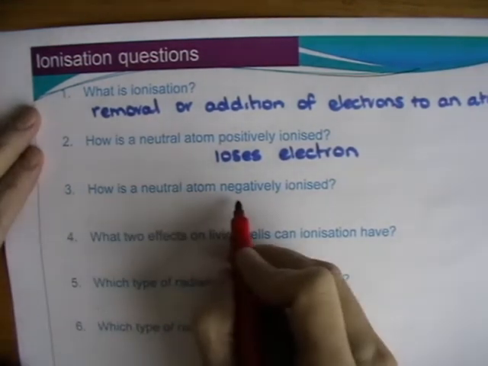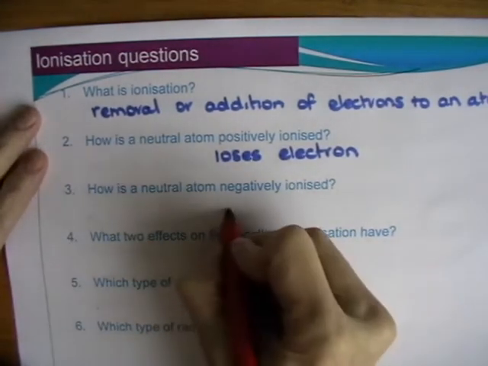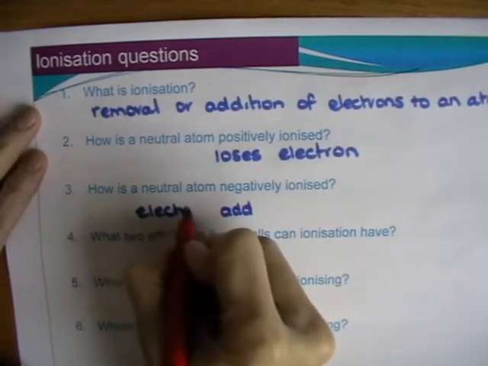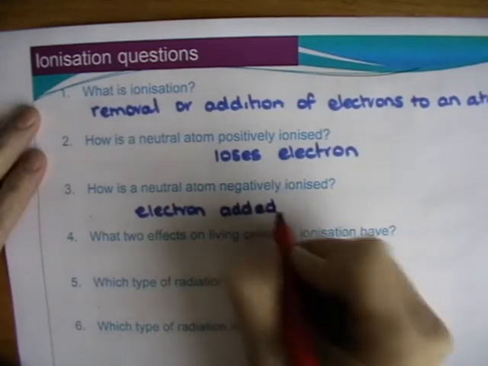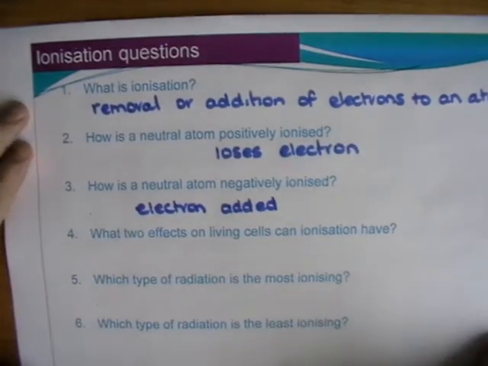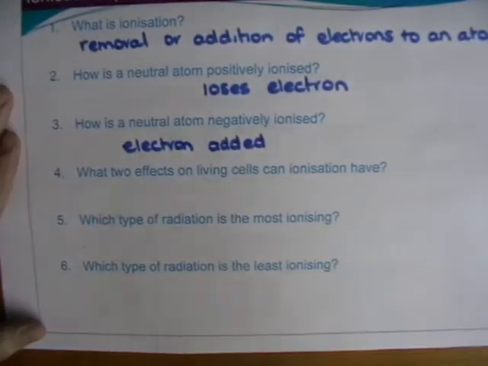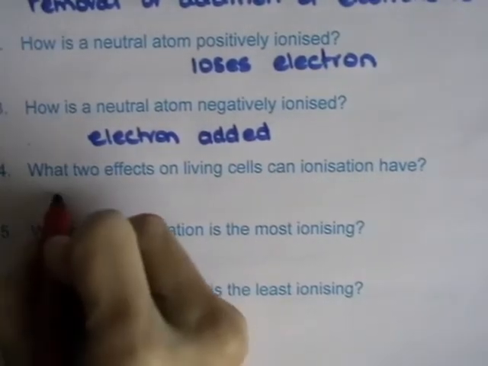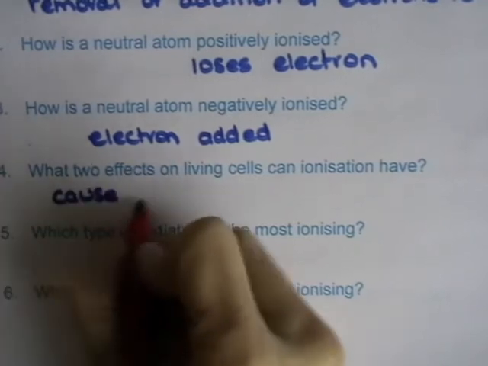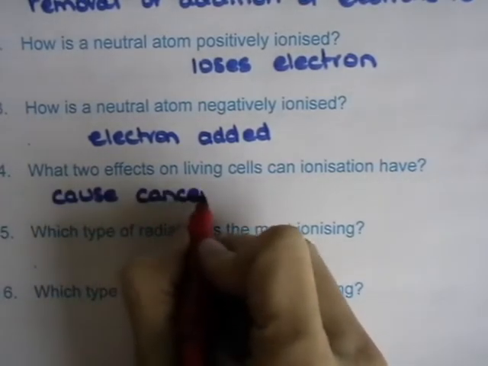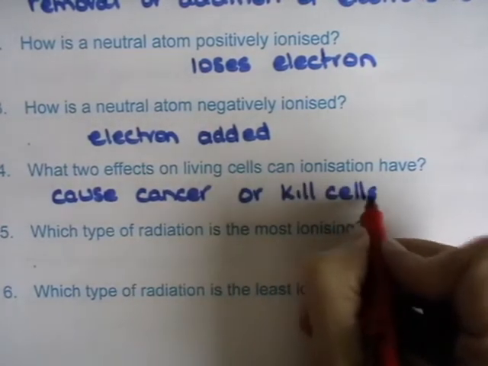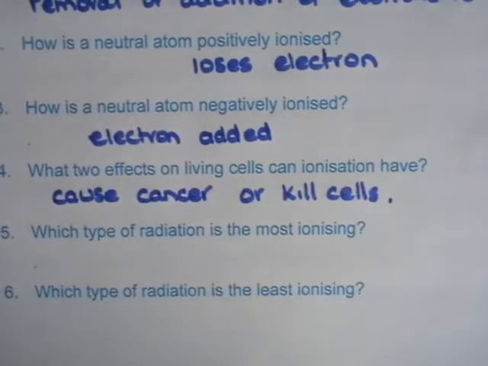How is a neutral atom negatively ionized? An electron might be added. And it has an overall charge, a negative overall charge. What two effects on living cells can ionization have? It can cause cancer or kill cells. Now that's good if you're trying to treat your cancer cells.